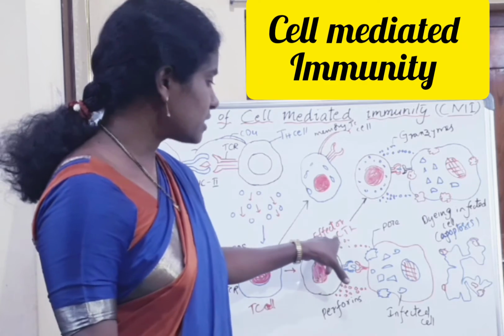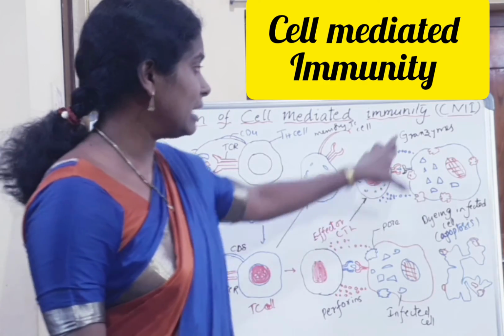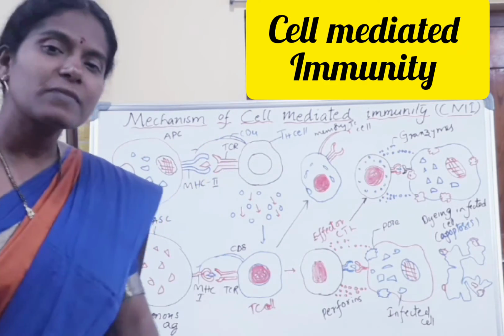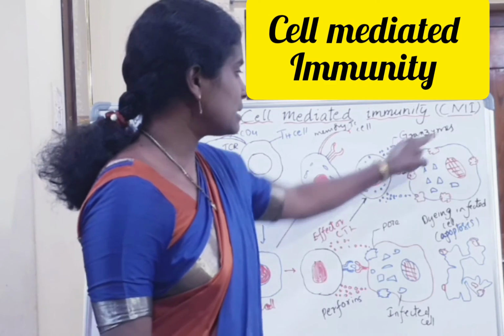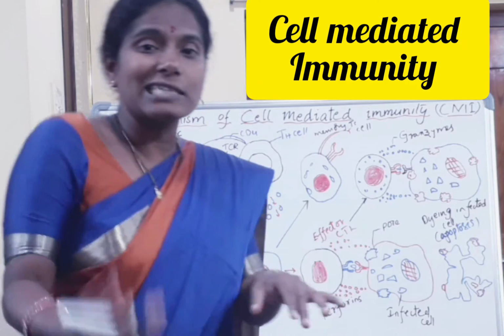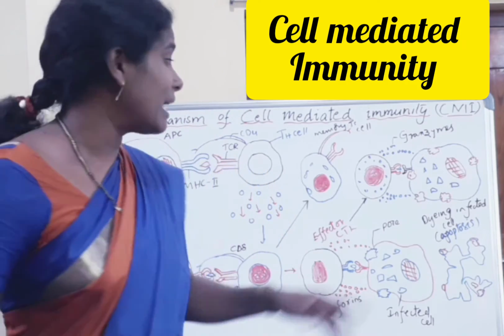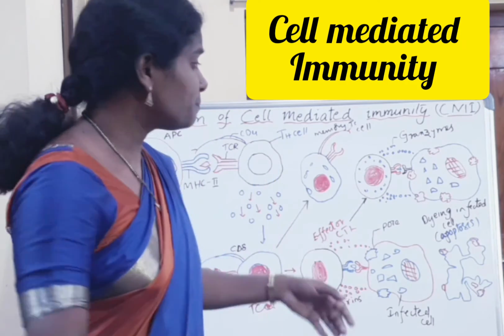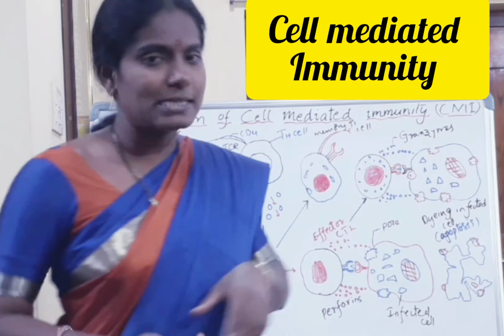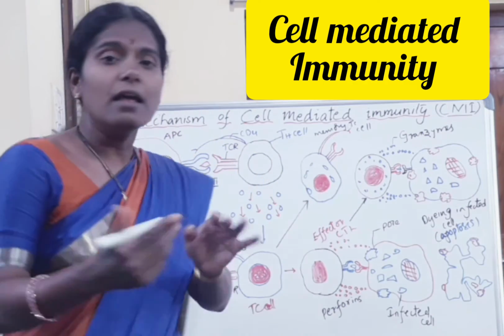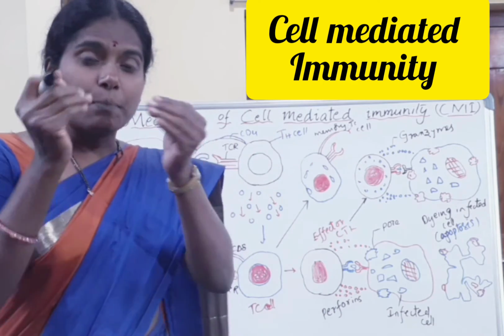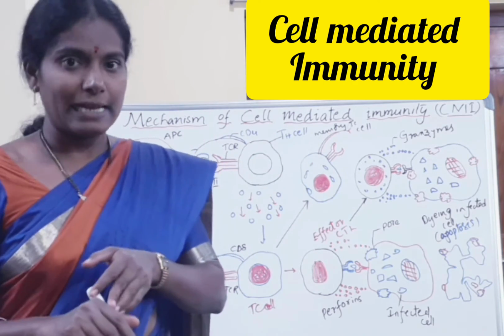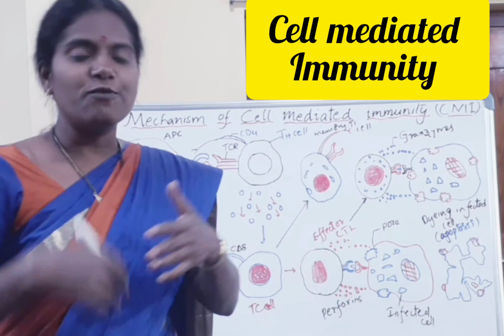These effector cytotoxic T lymphocytes release granzymes as well as perforins. They create holes, and through the pores the granzymes enter into the cell and activate enzymes called caspases. So they kill the infected cell. In this way, our body can protect the non-infected cells from the infected cells.